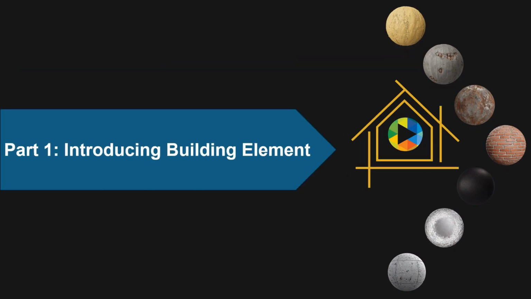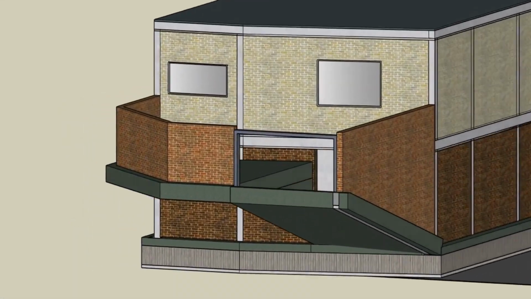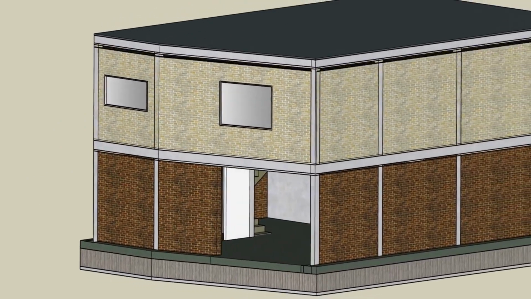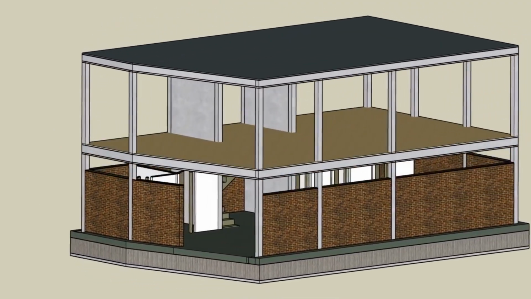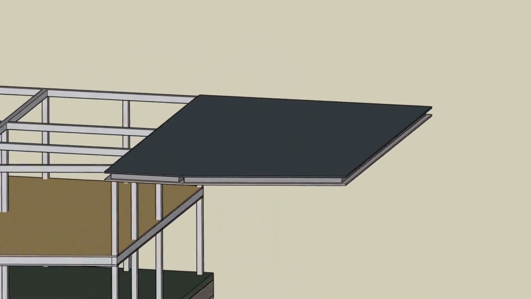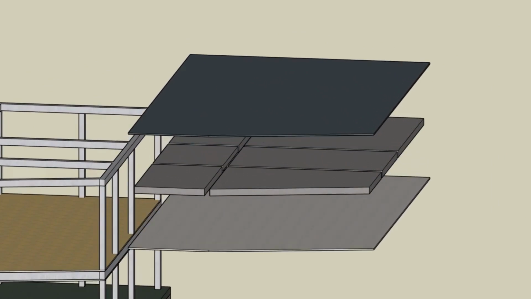Part 1. Introducing building element. Horizontal covering separating stories are called floors. The highest floor of the building is called the roof, whose moisture insulation details are one of its most important features. The layers that make up the roof include structural part, floor covering and ceiling covering.